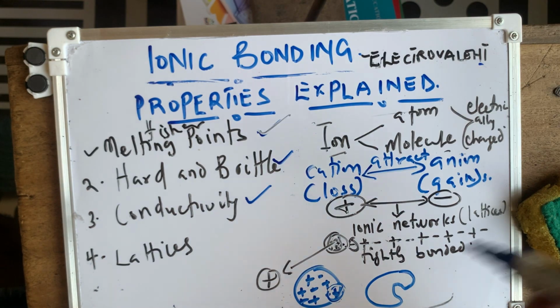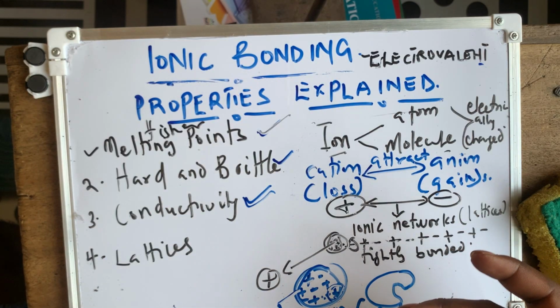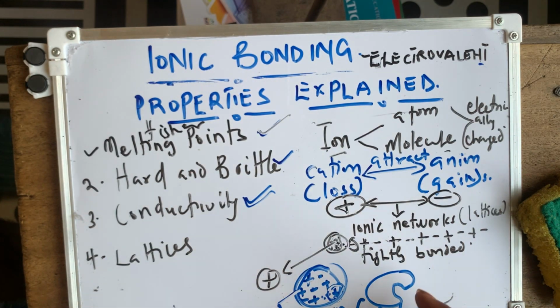Ionic compounds do not conduct electricity in a solid state. When it's in the solid state, it can't conduct electricity unless you put it in a molten state, because in a solid state the ions cannot move freely. But the moment it gets into the molten state, they begin to move freely. They dissociate into individual ions, and they move freely, therefore causing conductivity of electricity.